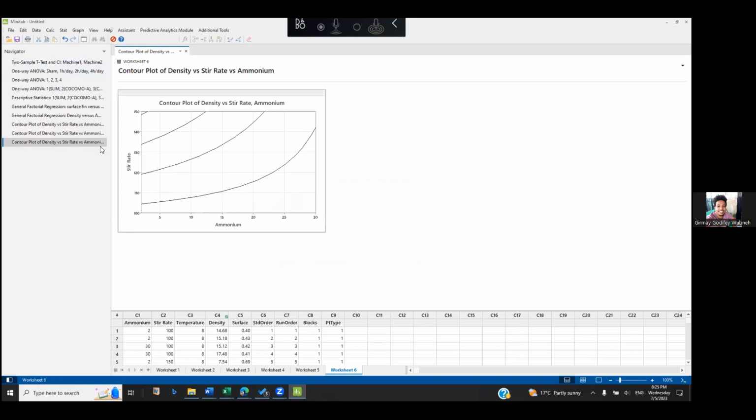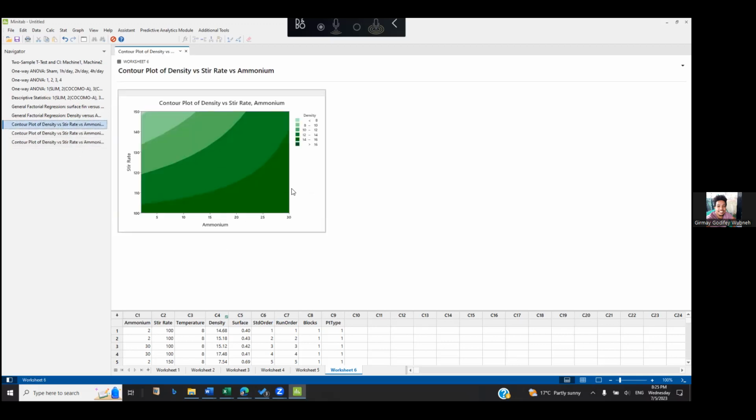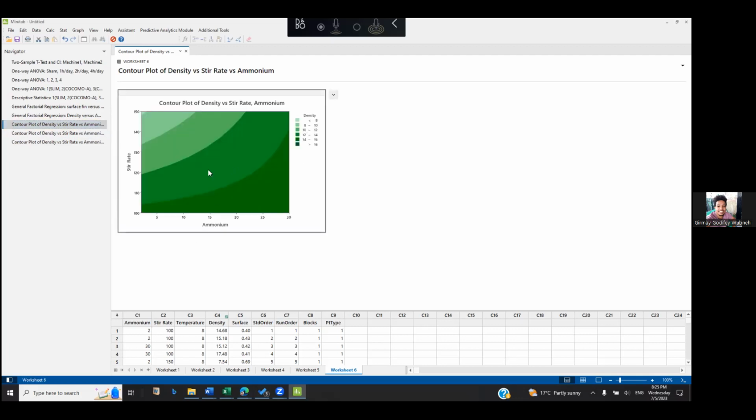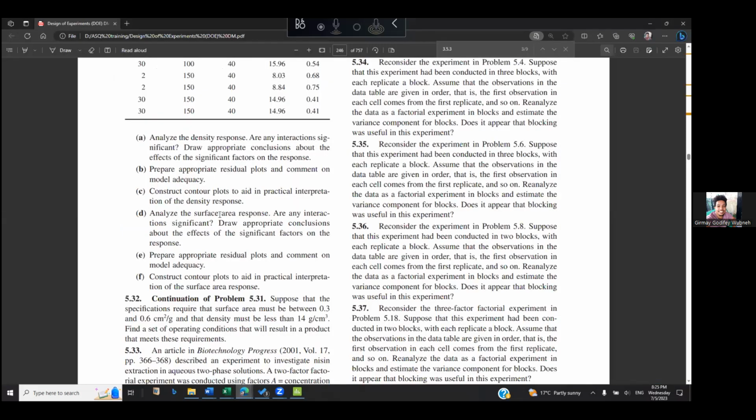So the dark region shows the high percentage of ammonium and stirring rate combination giving high density. That is the contour plot. Next, analyze the surface area response.